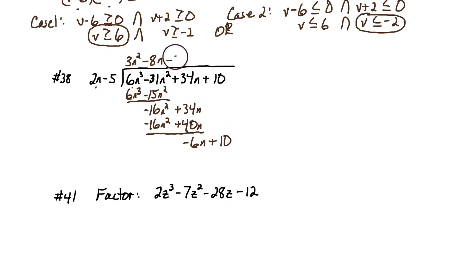2n times negative 3 is negative 6n. And negative 3 times negative 5 is positive 15. And now subtract. 10 take away 15 is negative 5. This is our remainder. So on the end you go plus, and then you write that negative 5 on top of the divisor. The answer to the division question is on top of the bar.